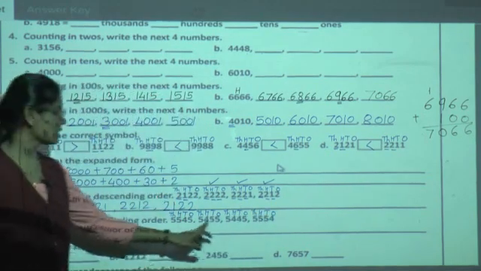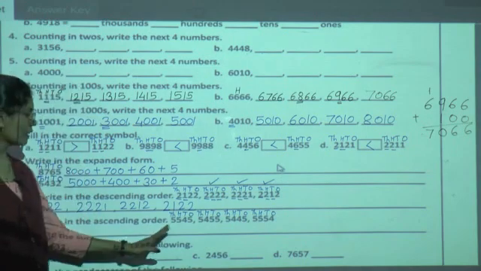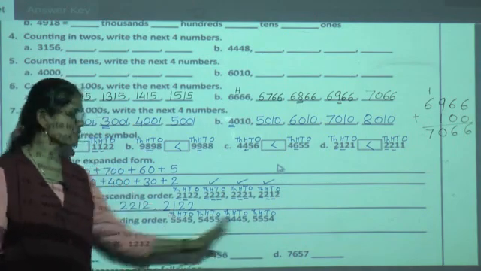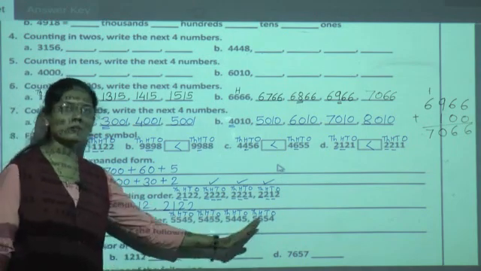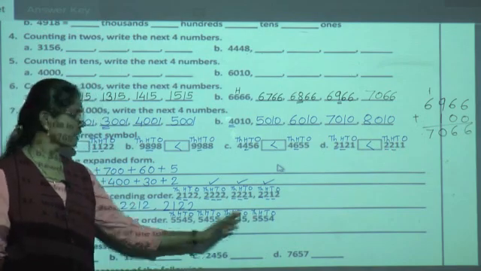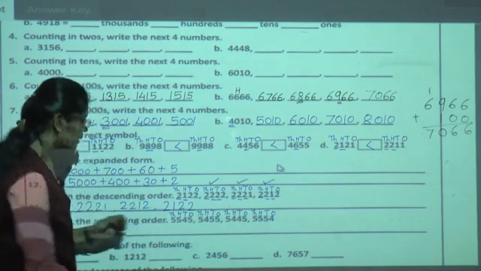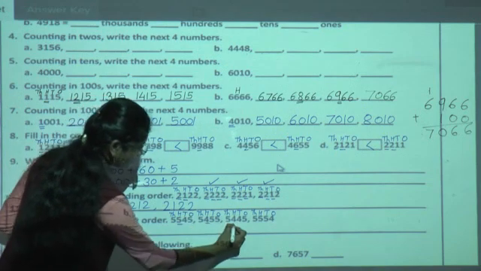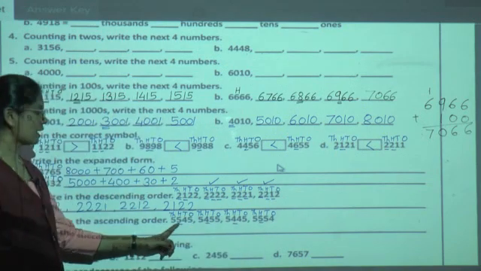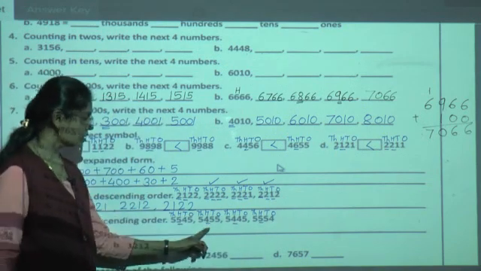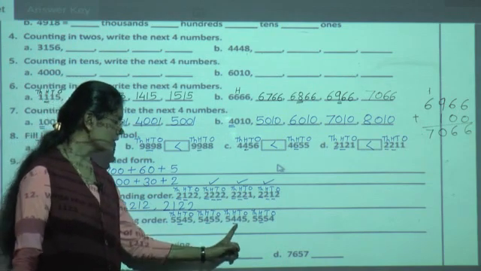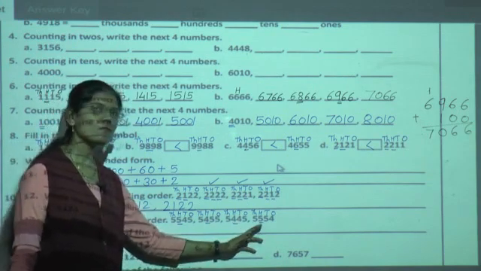Now see the thousands place number. Everywhere 5 is there. Okay, means in all the numbers at thousands place the same digit is there. So we will move to the hundreds place digit. Now in this number at hundreds place 5 is there, in this number 4 is there, here also 4 is there, and here 5 is there.